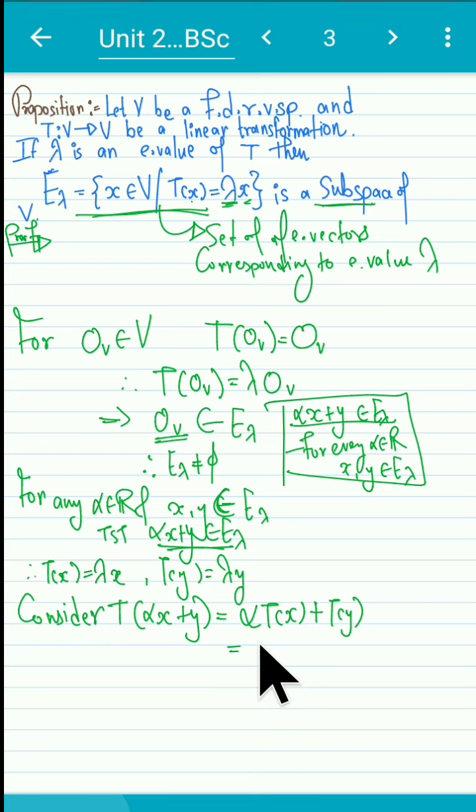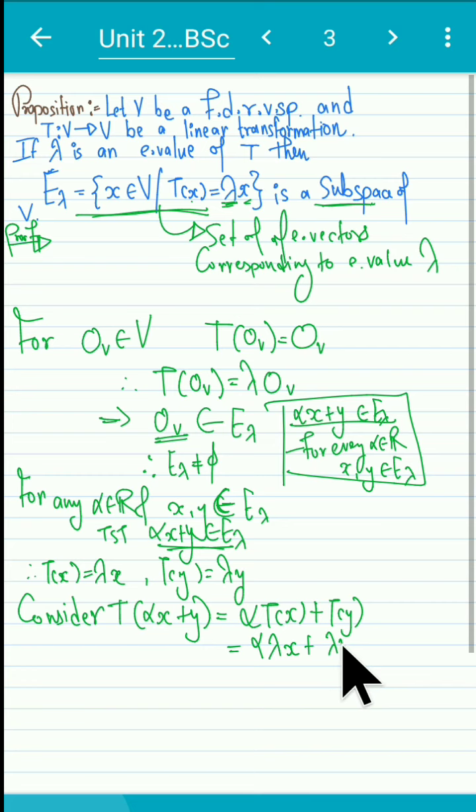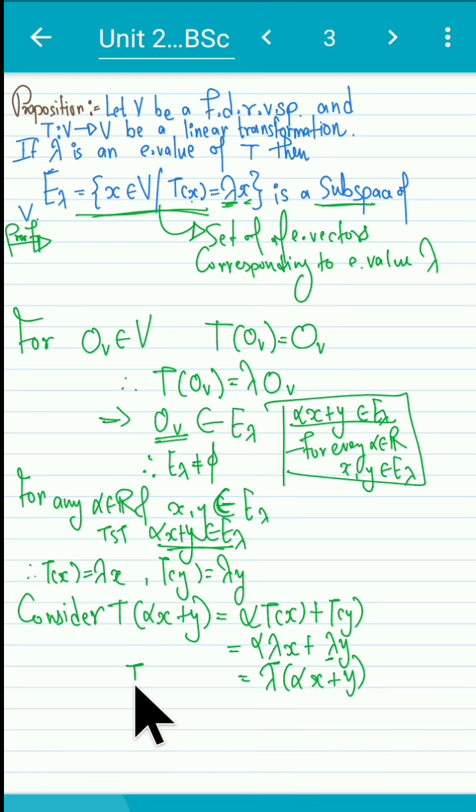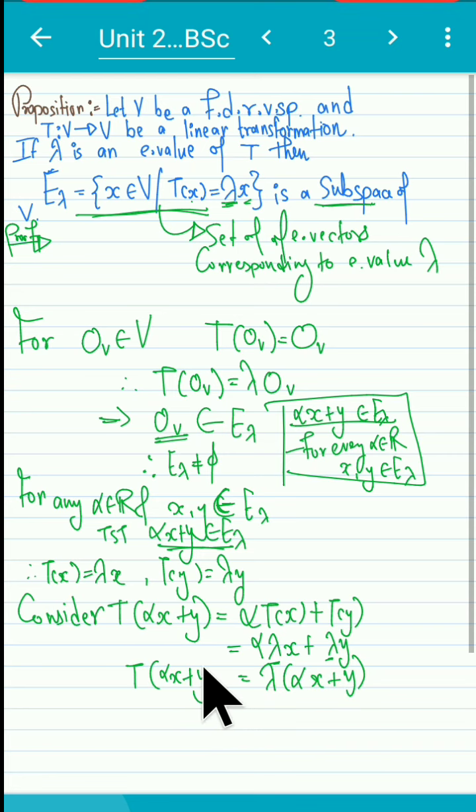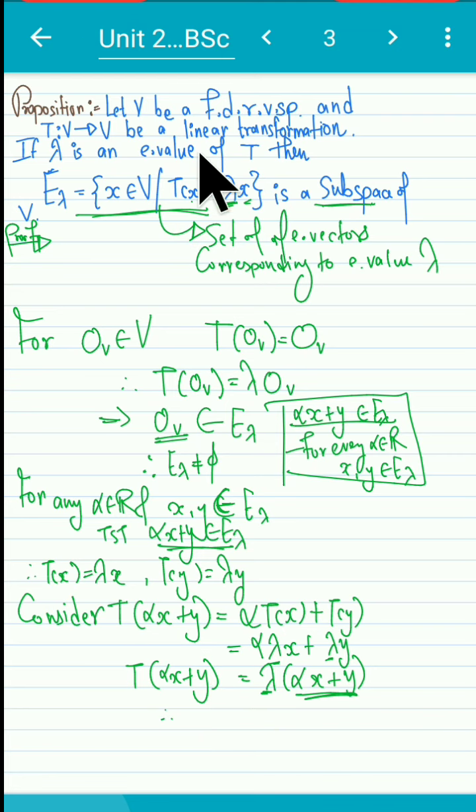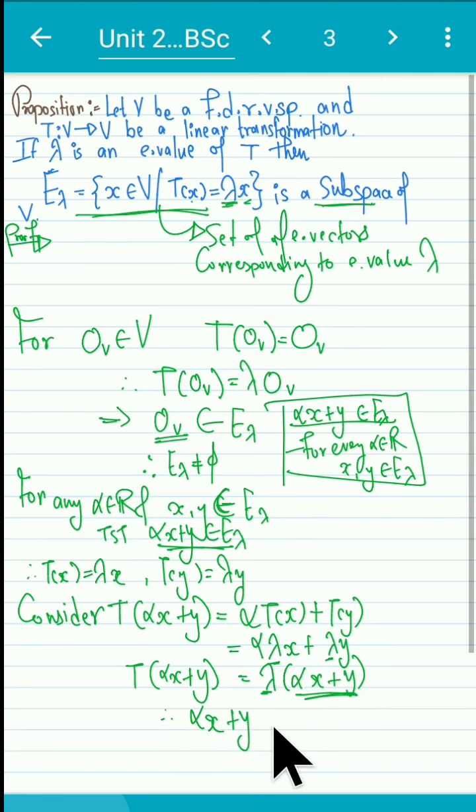After that, it is the same as alpha times my T of x, which is nothing but lambda times x, plus this, which is nothing but lambda times y. So I can take lambda common: lambda times alpha x plus y. So I got to know that my T of alpha x plus y equals lambda times alpha x plus y. Correct? So it is satisfying this condition. Therefore, my alpha x plus y must be an element of E lambda. Correct? Therefore, my E lambda is a subspace.